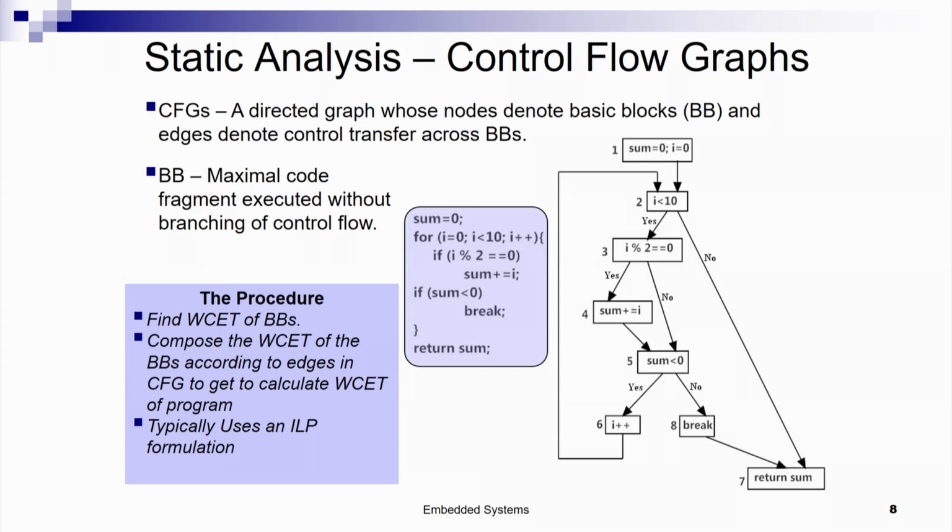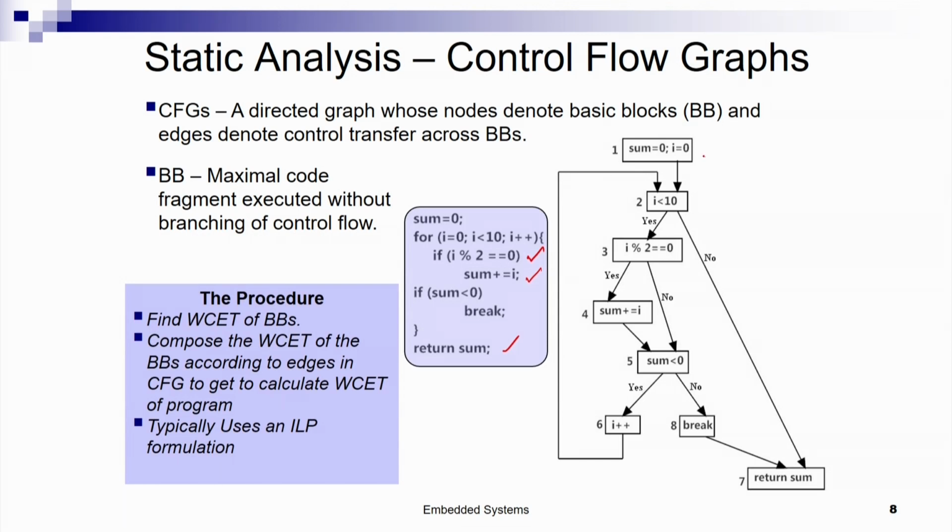Let us say we have a program: sum equals 0; for i equals 0, i less than 10, i plus plus; if i percent 2 equals 0, then sum equals sum plus i; if sum less than 0, break; return. Now, the control flow graph of this program will be as follows.